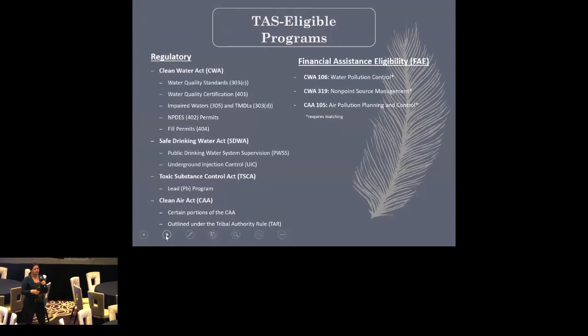I'm not going to go through this list, but here are some of the programs that are eligible for TAS. For this presentation, we're going to talk about TAS for 303, water quality standards for EPA to approve, and then the water quality certification, 401. However, if you're interested in any of the other TAS eligible programs, please feel free to contact us. As I mentioned, just to highlight the regulatory TAS and then the financial assistance eligibility, FAE, your 106 through 319 grant.